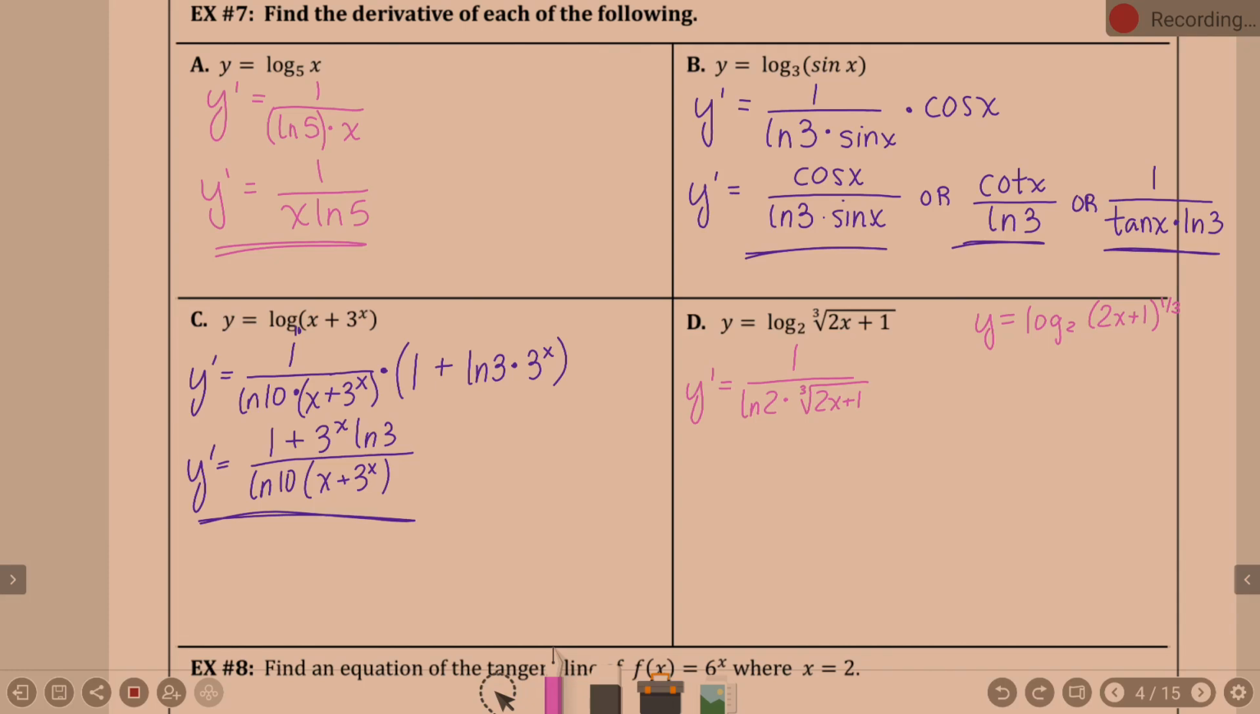Times, now you're basically doing the derivative of that cube root. If we're just doing the derivative of this piece, this is a power rule. 1/3 times 2x plus 1 to the what power? Negative 2/3. And then times the derivative of the inside, the derivative of 2x plus 1 is 2.